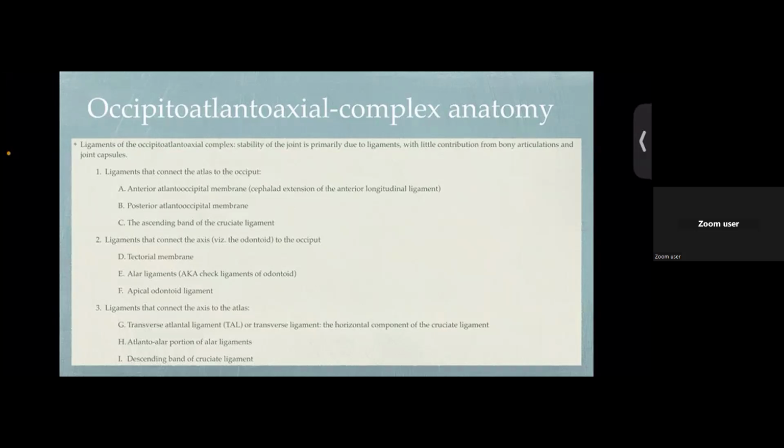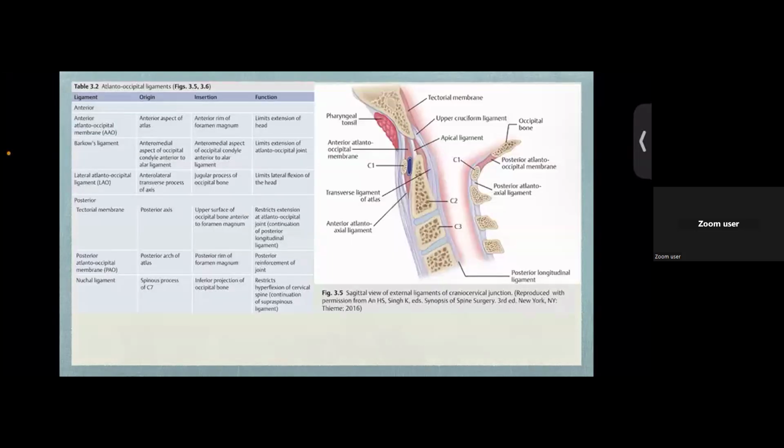Then you have ligaments that connect the axis to the atlas, and that would be the transverse atlantal ligament, which is the transverse component of the cruciate ligament, the atlanto-alar portion of the alar ligaments, and the descending band of the cruciate ligament, right? Here's a table summarizing the origin and insertion, and of course a diagram to help us clear it in our minds.